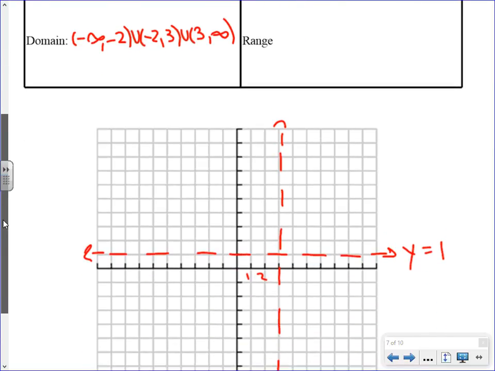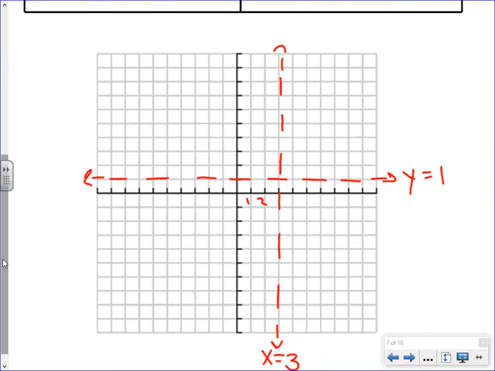So now let's go to the graph. The easiest way to do this is to just pick nice values to plug in on the right side of your asymptote. Draw that piece. Pick nice values on the left side. Draw that piece. So what are a couple of nice values to the right of 3? 4. Now choose 5. What the heck?